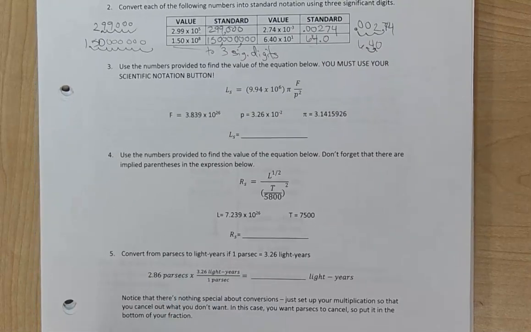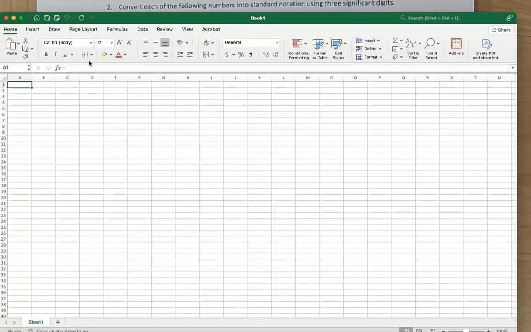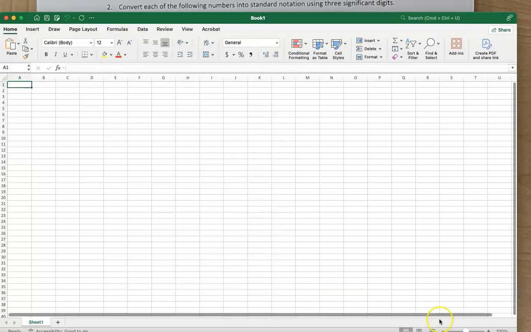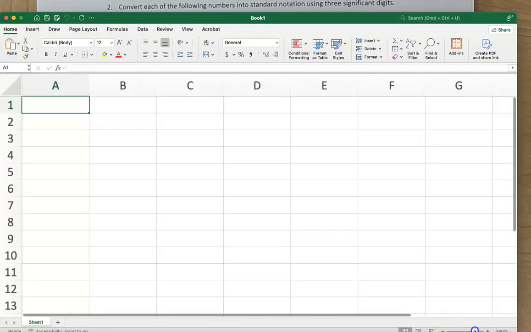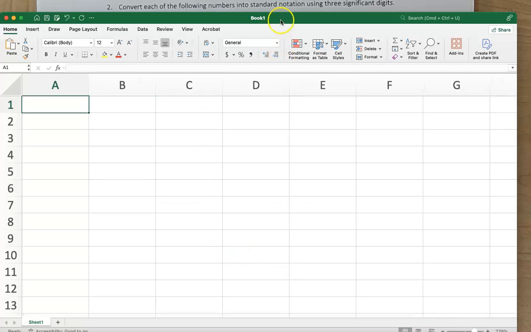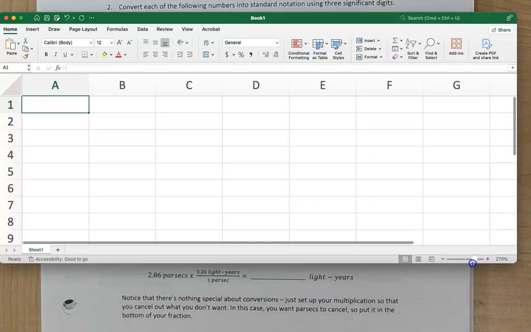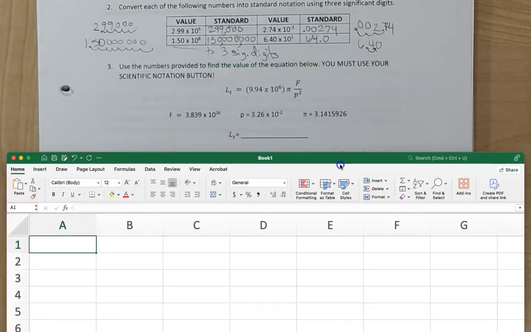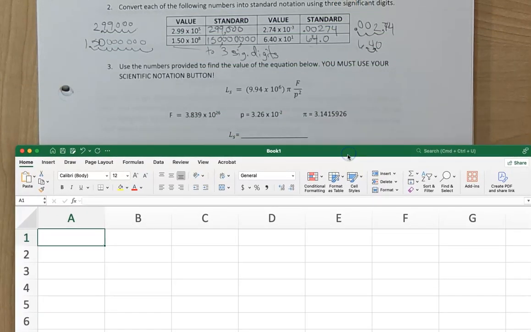How about the rest of these? Here's where we break out a spreadsheet. We're going to do some math, and rather than doing it on a calculator, let's have the spreadsheet do the math for us. Let me make this a little bigger so it's easier for all of us to read. Here we go. Question 3.